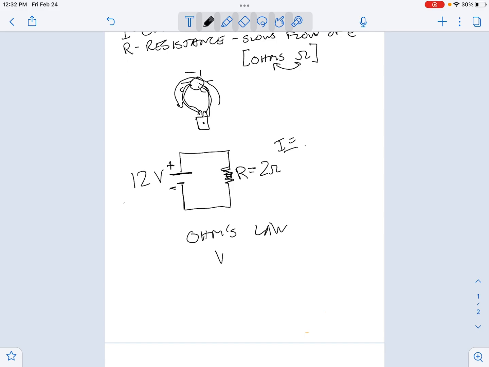Okay, so our equation is V equals IR. Our voltage is 12. We don't know what I is, and our resistance is 2. So here we can divide both sides by 2, and we can say I is equal to 12 over 2, which is equal to 6 amps. So here the answer is 6 amps. I will be doing another video next on how to do series circuit calculations.